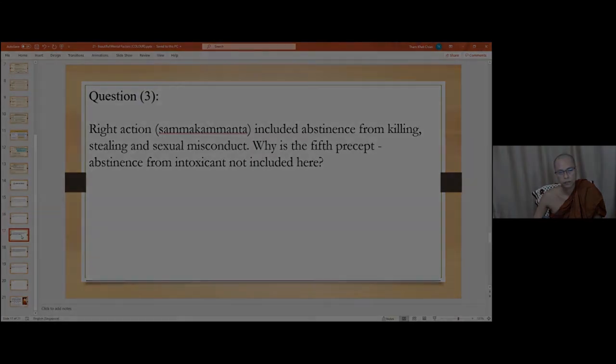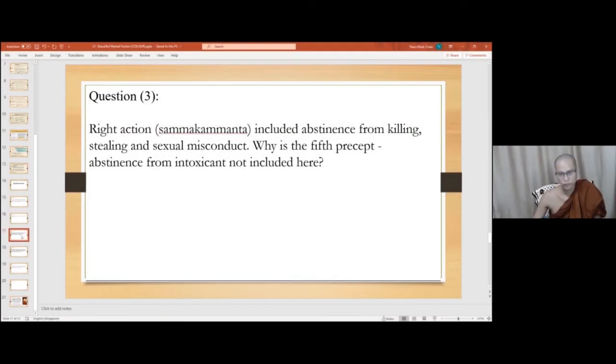The third question is: right action, samma kammanta, includes abstinence from killing, stealing, and sexual misconduct. Why is the fifth precept, abstinence from intoxicants, not included here? Yes, the commentary explains it this way: intoxication is included under misconduct. Actually the third one is kamesumicchacara, but here it emphasizes sexual misconduct as the very obvious wrongdoing. So I think right action focuses on that.